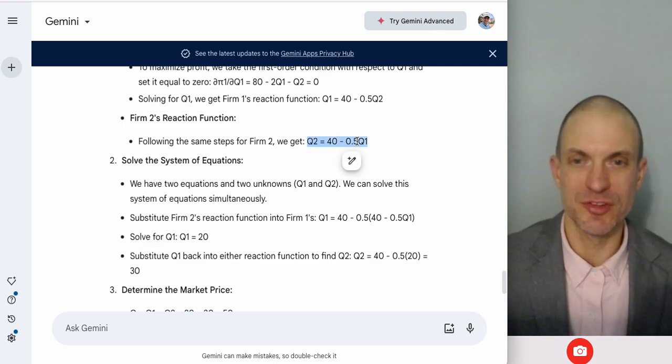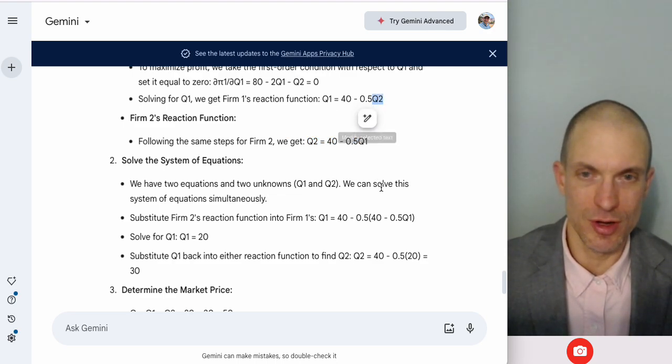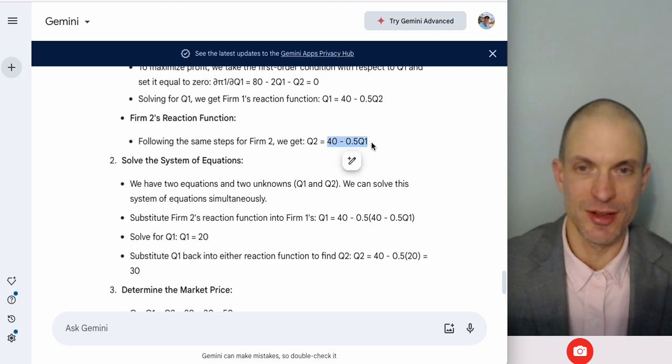Now we're going to solve a system of equations. Basically, where Q2 appears in firm 1's reaction, I'm just going to replace that with 40 minus 1/2 Q1.